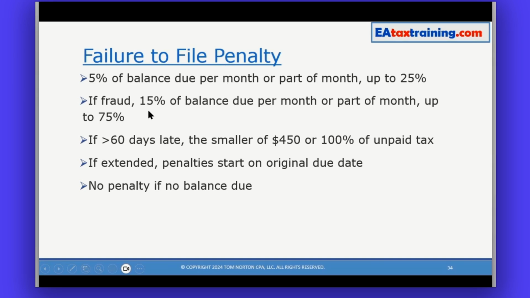If there was fraud involved, it ups the penalty. 15% of the balance due per month or part of a month, up to 75% of the balance due. If the return was filed more than 60 days late, then the penalty will be the smaller of $450, or 100% of the unpaid tax. If you extended your return, but you still didn't file by the extended date, like we talked about, then the penalties start back on the original due date. So if you were supposed to file by October 15th because you filed an extension, but you didn't file by October 15th, the penalties are going to start back on April 15th.